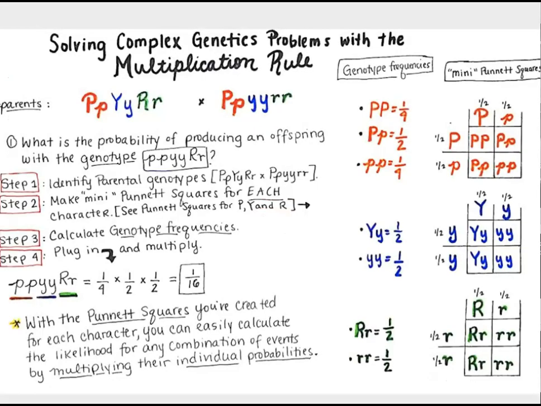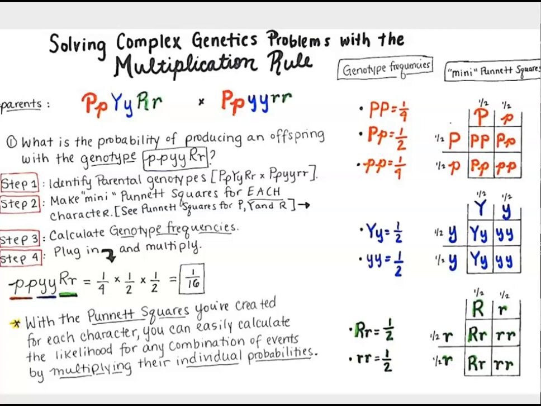Okay, here we are again with our 2 parents. I color-coded the 3 different characters to help you follow along. Again, we want to calculate the probability of these parents producing an offspring with a genotype little p, little y, big R, little r. There are 4 steps to follow. Step 1, identify the parental genotypes. We've already done this. Step 2 is to make mini Punnett squares for each character.